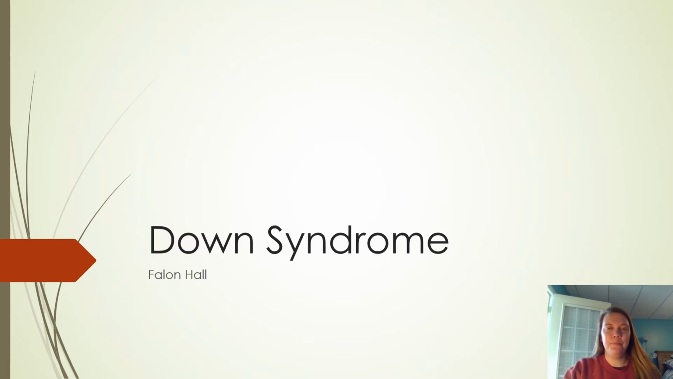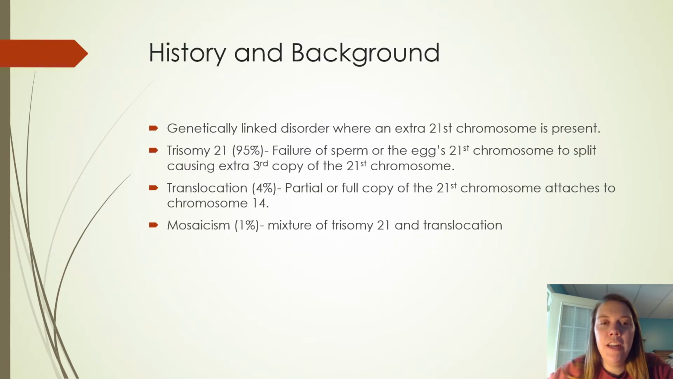Down syndrome is a genetically linked disorder where there is an extra copy of the 21st chromosome. Each individual has pairs of chromosomes, 23 from the father, 23 from the mother, giving 46 total chromosomes. Individuals with Down syndrome have an extra copy, so in total they have 47 chromosomes. Now, there are three forms of Down syndrome.